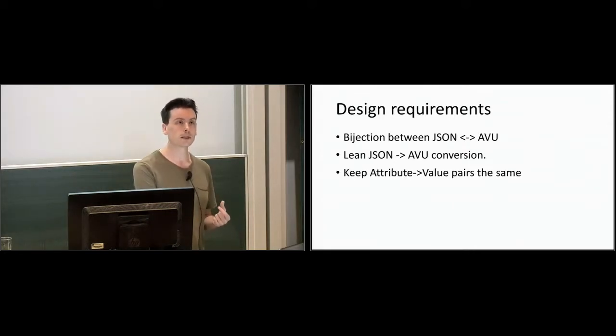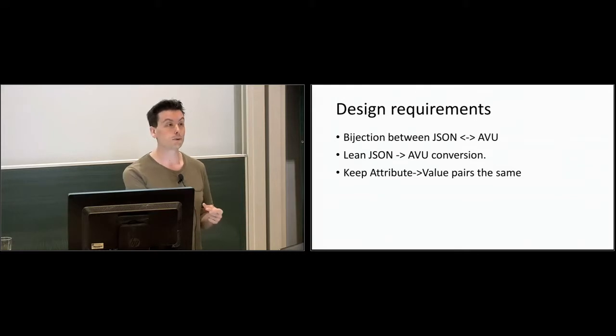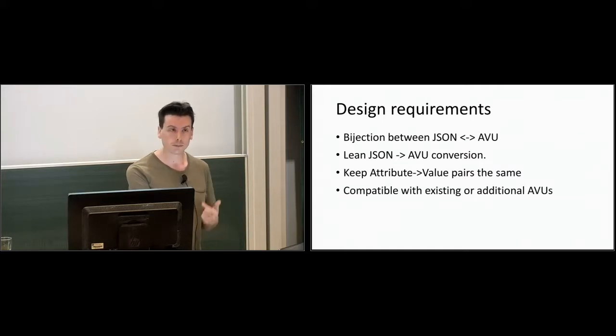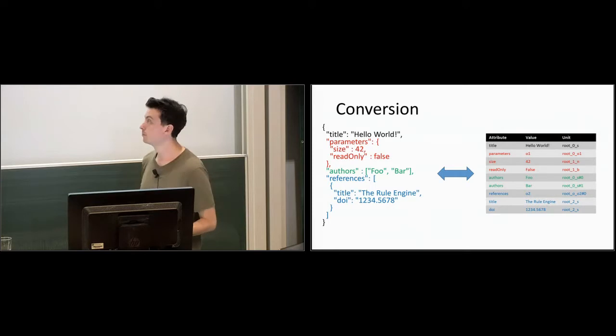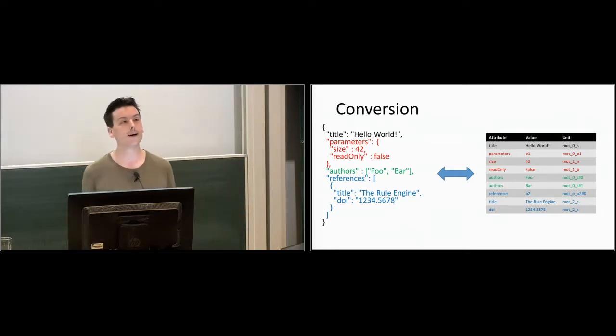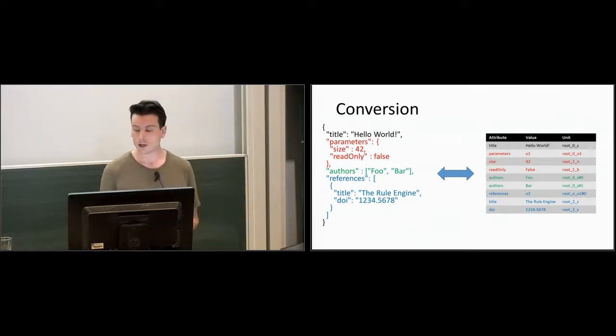Another thing was that we wanted to keep the attribute value pairs, which exist in JSON, the same. So we didn't want to modify any attributes. We want to keep the attributes the same and then the value that is attached to that. Compatible with existing AVUs, so if you have any number of existing AVUs on your object, they're not affected, and they also don't interfere with the conversion. And as I mentioned, compatible with JSON-LD. So this is it. This is the conversion.